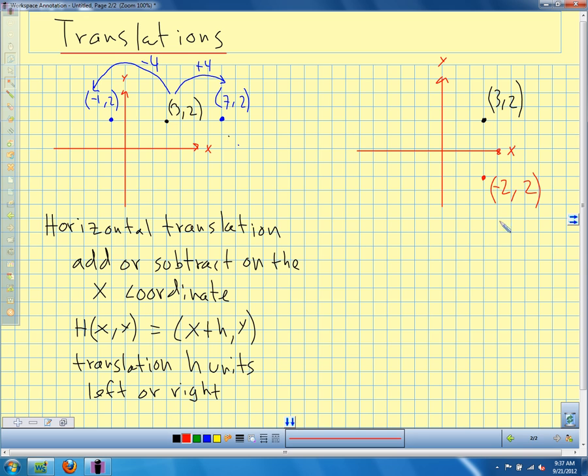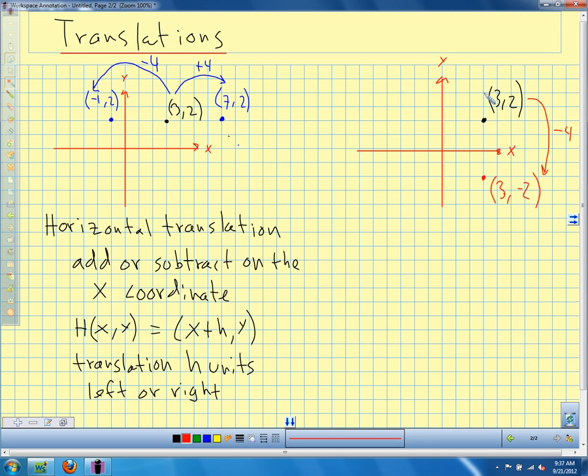This is 3, -2. So what changed here between the black coordinate and the red coordinate? What changed? We changed the y by -4.